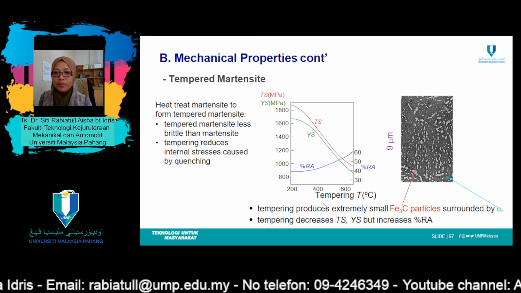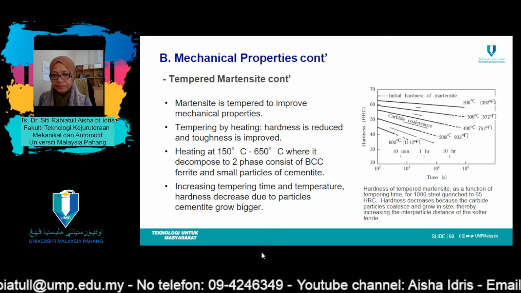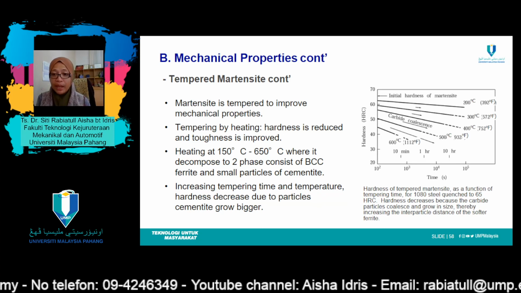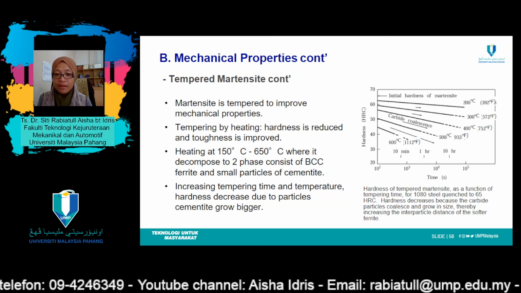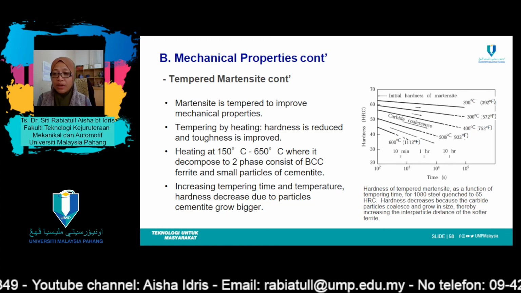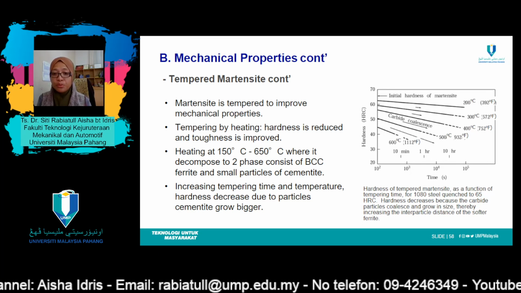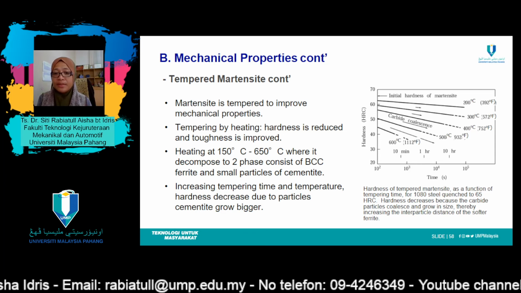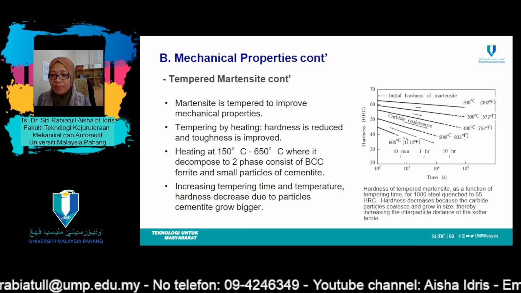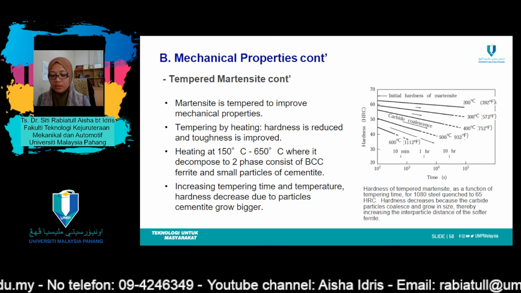You can refer to this graph over here for yield strength and tensile strength. Martensite is tempered to improve its mechanical properties. By tempering, hardness is reduced and toughness is improved. Heating at a temperature of 150 degrees C to 650 degrees C, it decomposes to a two-phase structure consisting of BCC ferrite and small particles of cementite. Increasing the tempering time and temperature, hardness decreases because the cementite particles grow bigger.